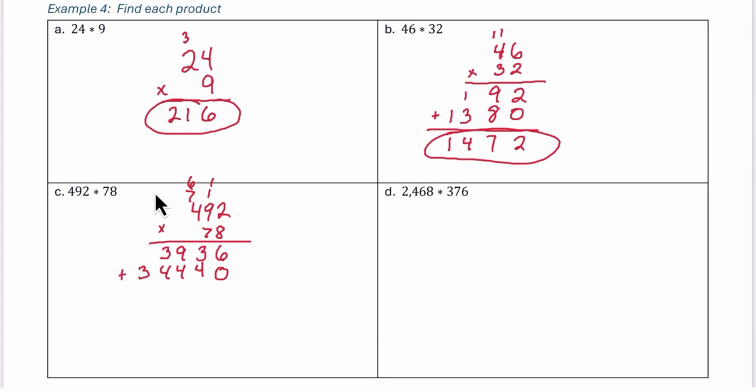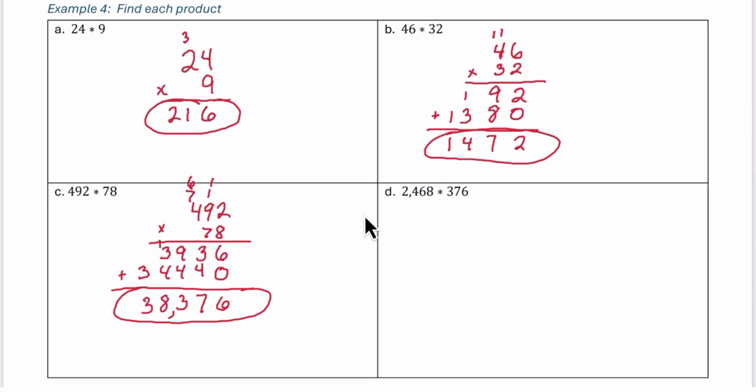Now we add these two partial products. 6 plus 0 is 6. 3 plus 4 is 7. 9 plus 4 is 13. So we write a 3 and carry the 1. 1 plus 3 is 4, plus 4 is 8, and then we drop down the 3. So we get 38,376 as the final product.